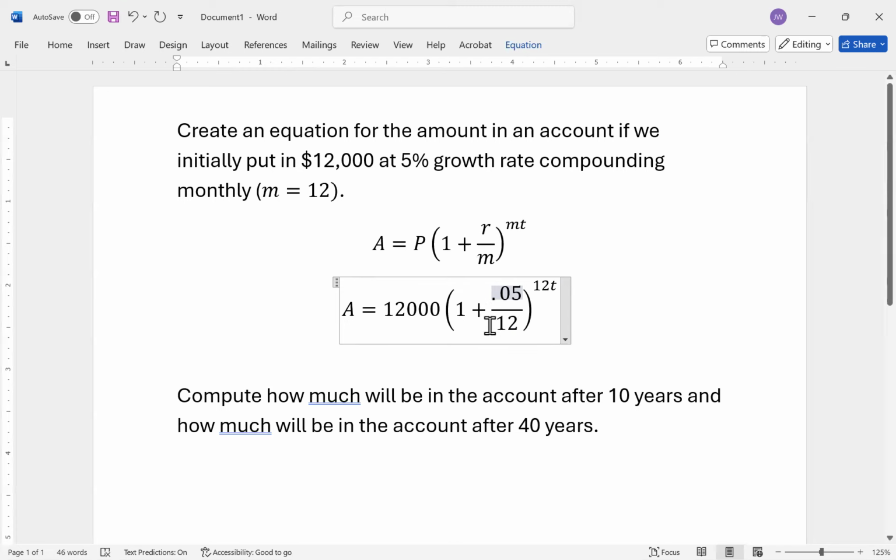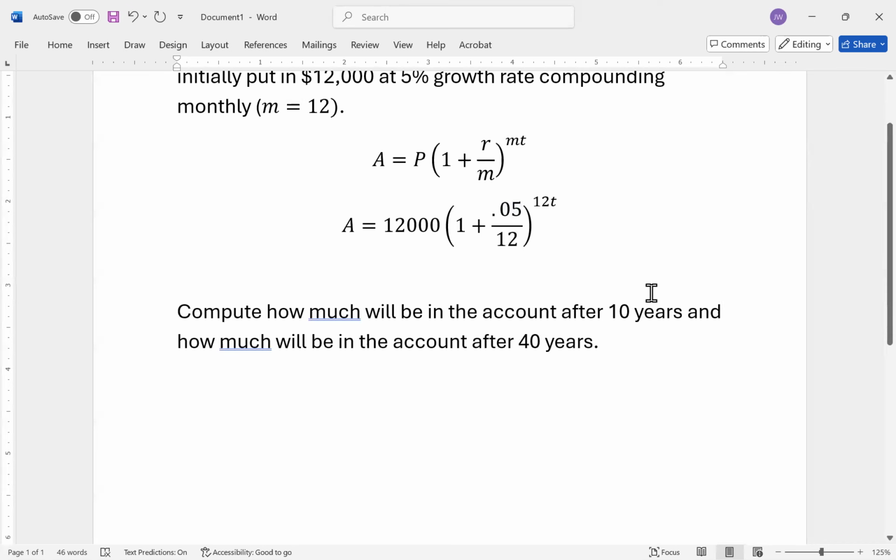So there we go. Notice this is an exponential function whose base is 1 plus 0.05 divided by 12. We have this coefficient of 12,000. And the exponent is 12 times t. That's a horizontal shrink there. But it's an exponential function. And then we can ask, well, how much will be in the account after 10 years? How much will be in the account after 40 years?